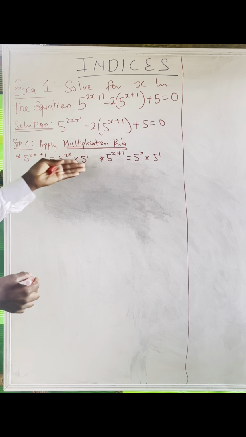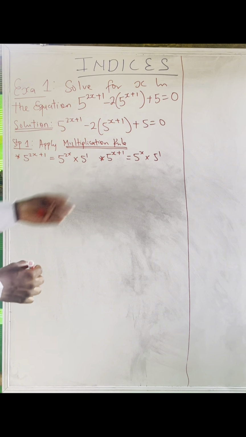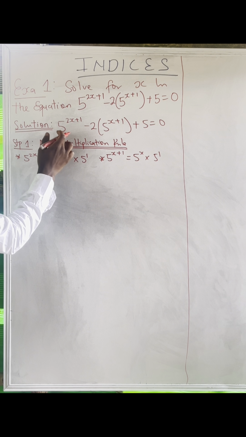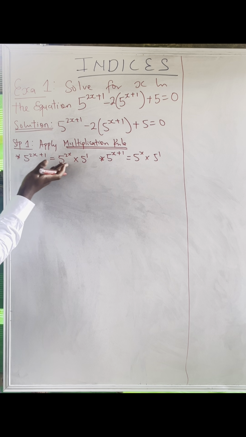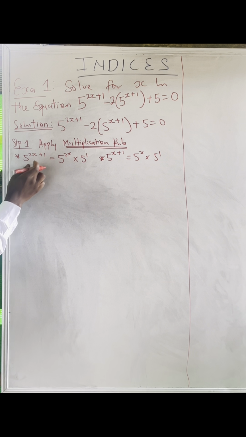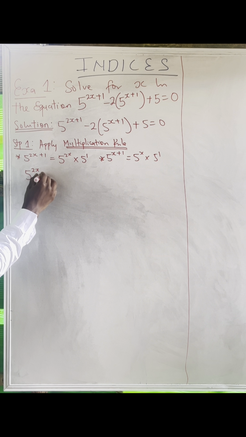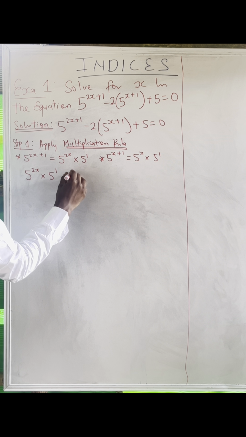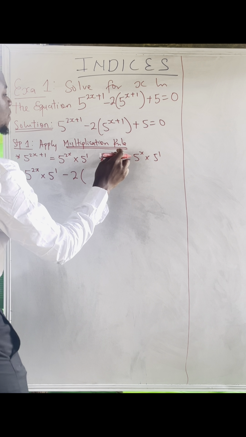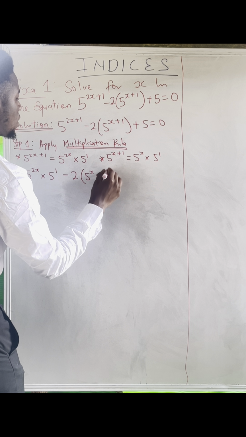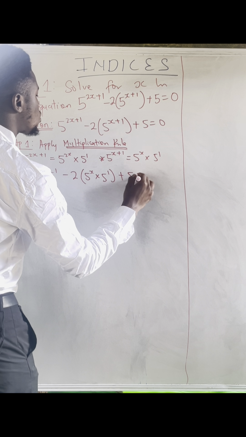So that is the first thing we are going to do. We are going to split. We are going to use this law to write this. Then, we are now going to rewrite this question as this. You know this expression, 5 raised to power 2x plus 1, it has been split into this. Then it's going to be rewritten as 5 raised to power 2x times 5 raised to power 1. Minus 2, open bracket, 5 raised to power x plus 1, this will be written as 5 raised to power x times 5 raised to power 1, plus 5 is equals to 0.